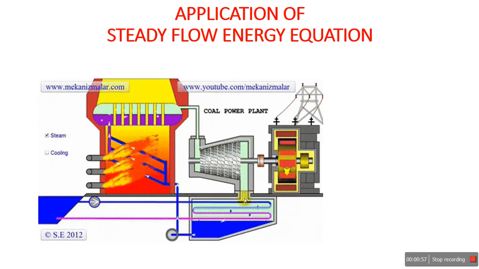In today's lecture, we are going to apply the steady flow energy equation to the boiler, the turbine, the condenser, also the nozzle and the reciprocating compressor. I chose these 5 systems, which are the best examples for applying the steady flow energy equation to flow systems. First, the boiler.